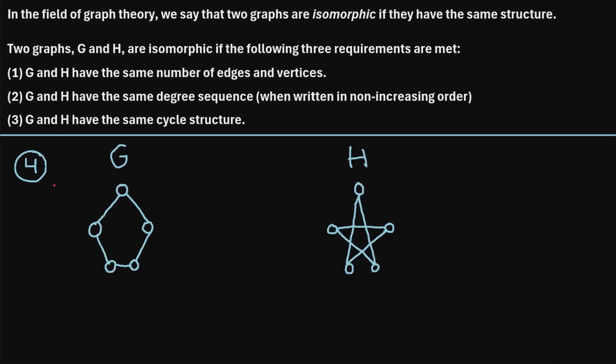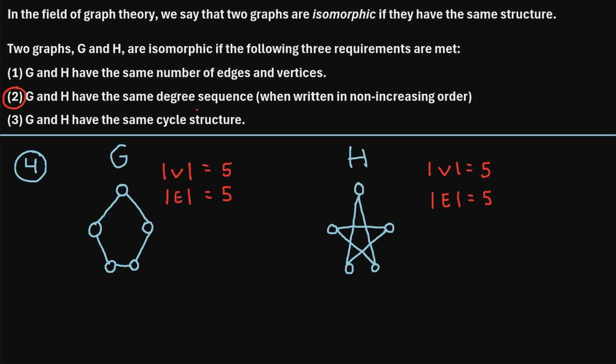All right, let's try one more example. Example 4. Are graphs G and H isomorphic? So first let's check, do they have the same number of edges and vertices? So when you go to check that, you will find that yes, both graph G and H have 5 vertices and 5 edges. So now you can move on to requirement 2.